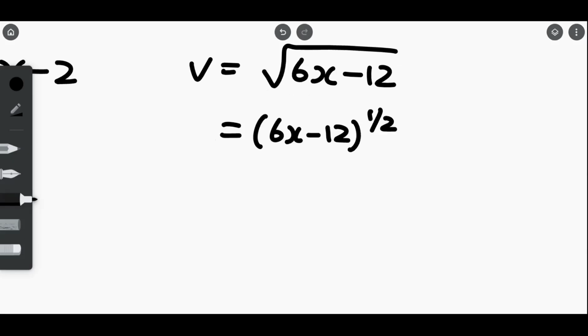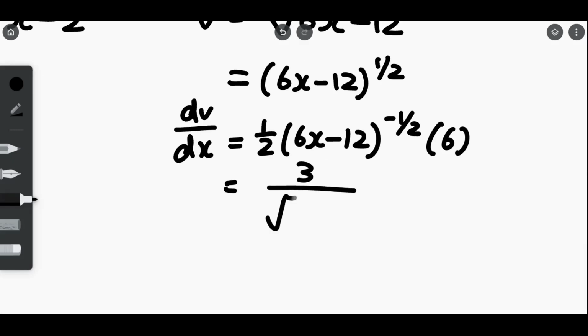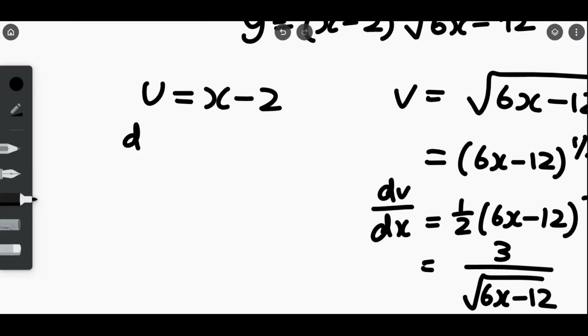And yes, you may write half like this. So what is dv/dx? It is 1 half times (6x minus 12) to the power, take away 1, times the differentiation of the bracket, which will be 3 over the square root of 6x minus 12. If you're wondering why there's a root in the denominator, it's because I moved the minus half power down to the denominator. And what is du/dx in the end? du/dx is just 1.